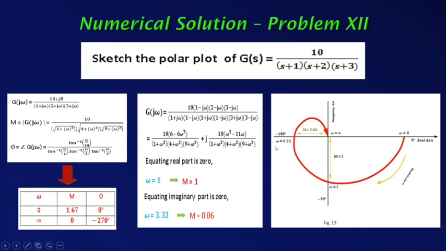Equating the imaginary part to 0 means that at that point there is no imaginary part, only the real part exists. So if we equate the imaginary part to 0, we calculate this omega and the magnitude at that point. So omega equals 3.32. If we put it in this magnitude, then M equals 0.06. This is the magnitude and this is the omega at that point.